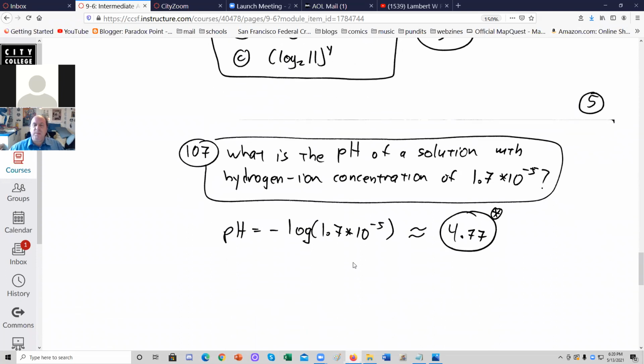Here's what is the pH of a solution with hydrogen ion concentration, or to be precise, hydronium ion concentration of 1.7 times 10 to the negative 5th. All right, the pH is minus log, common log, of 1.7 times 10 to the negative 5th. With the calculator, out comes about 4.77. Fairly acidic. 7 is neutral.